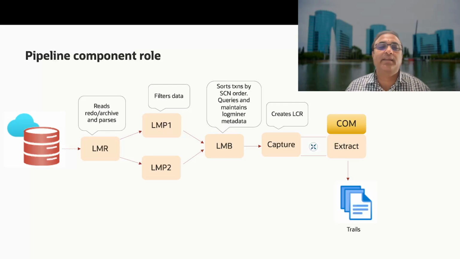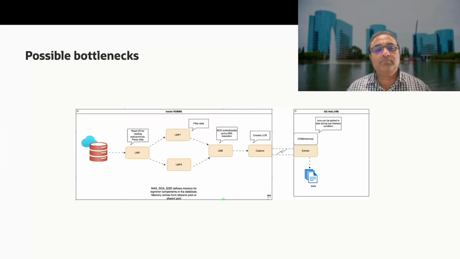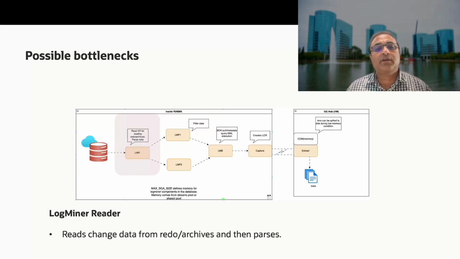Now, in the next slide, I'm going to discuss each of these components in a little more detail, and we'll also discuss what kind of bottleneck you might see in each of these components when you're troubleshooting integrated extract performance. So let's move on. So what is the first component in the pipeline? The LogMiner reader process. What does LogMiner reader do? LogMiner reader reads a transaction from redo and archives and then parses them.